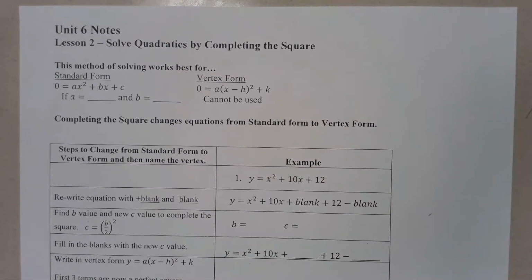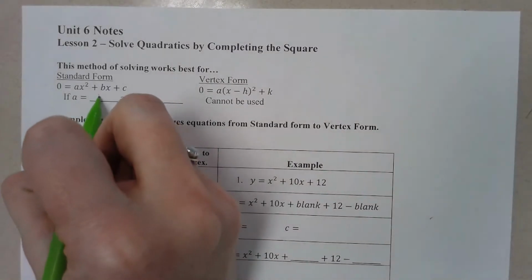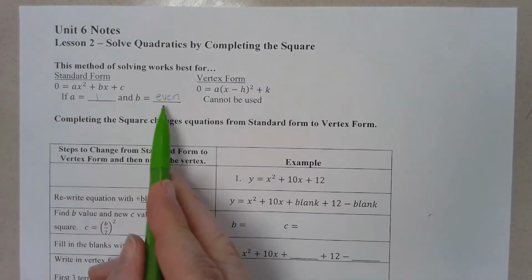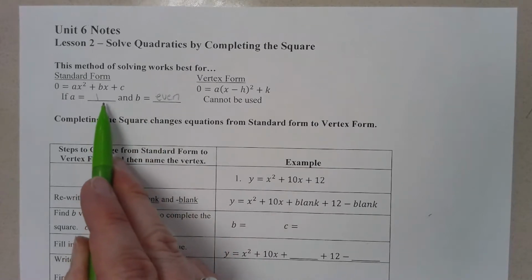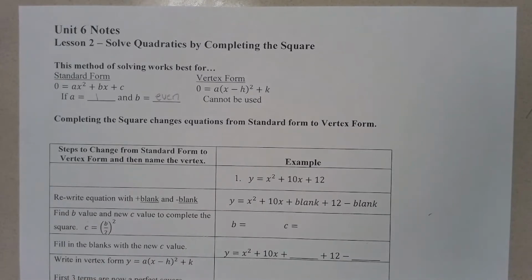In this lesson, you will learn to solve quadratics by completing the square. This method of solving works best for problems in standard form only if a equals 1 and b is an even number. You can solve equations if b is an odd number, however, it's easiest if b is even. But you definitely have to have a equaling 1. I am not showing you the method with a being greater than 1.